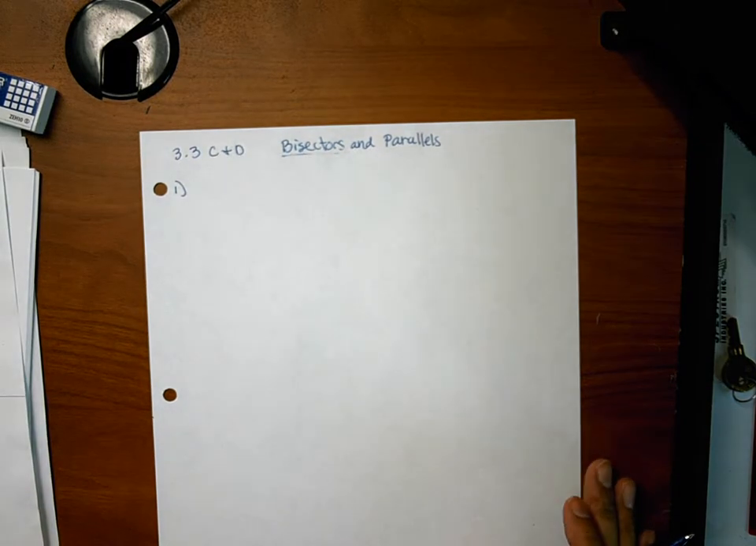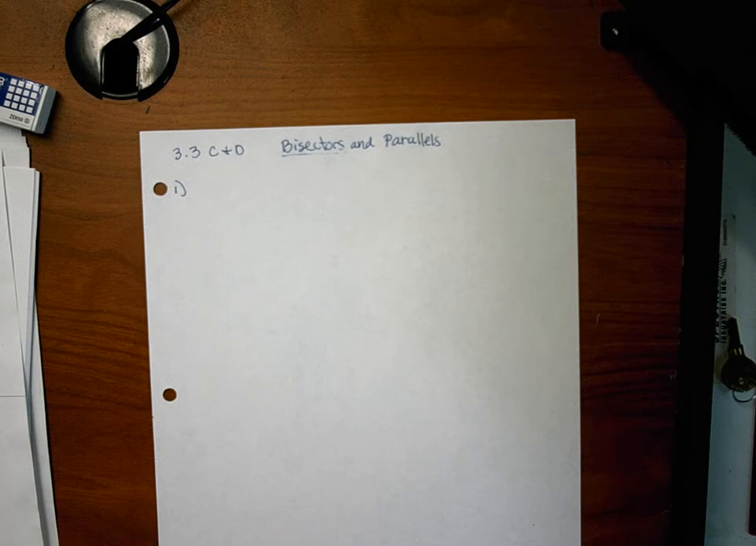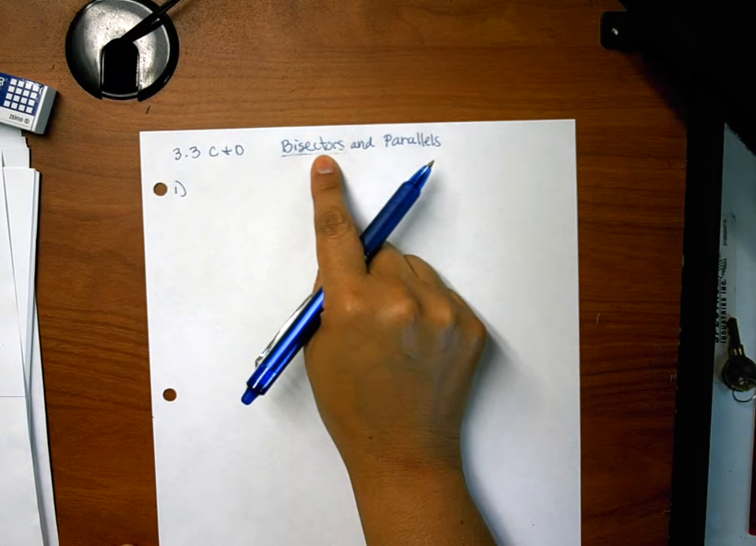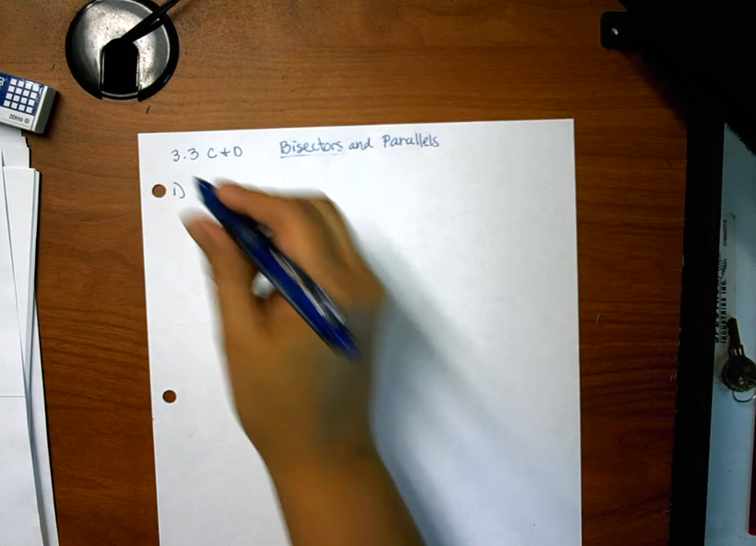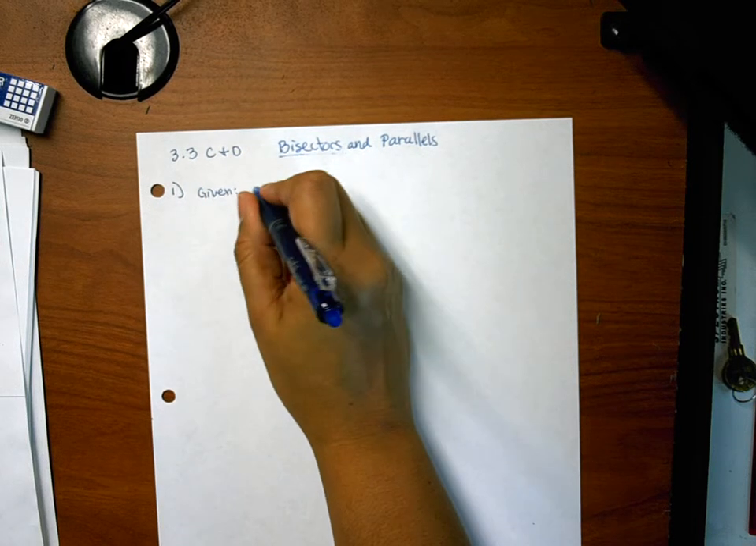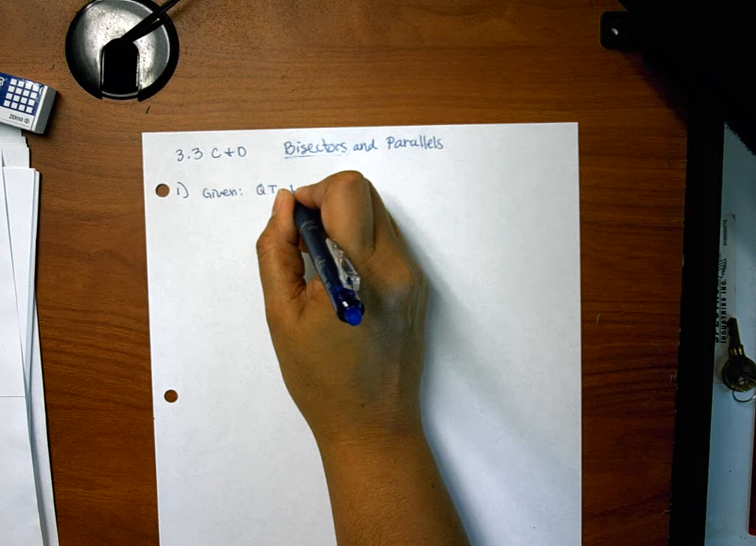All right, number one, we're going to talk about bisectors and what does it mean to bisect, just like it sounds. Bisect cuts things in half. So a segment bisector will cut a line in half, and an angle bisector will cut an angle in half. All right, let's try some.